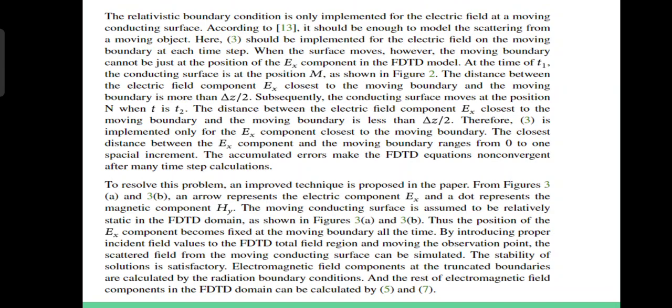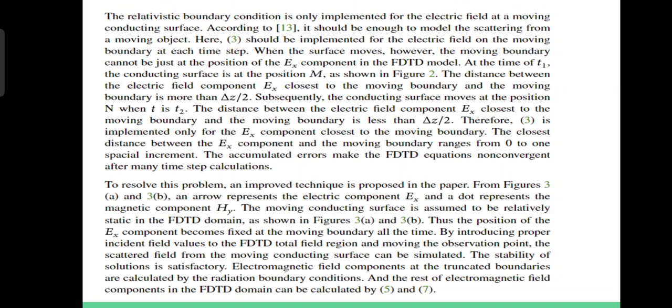The moving conducting surface is assumed to be relatively static in the FDTD domain, as shown in figures 3a and 3b. Thus, the position of the Ex component becomes fixed at the moving boundary all the time. By introducing proper incident field values to the FDTD total field region and moving the observation point, the scattered field from the moving conducting surface can be simulated.